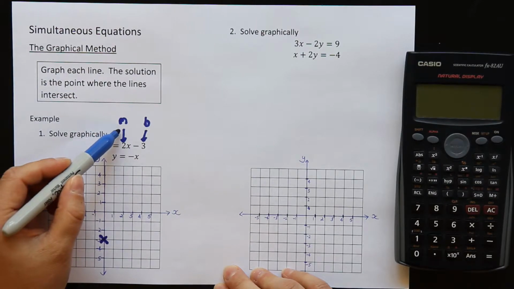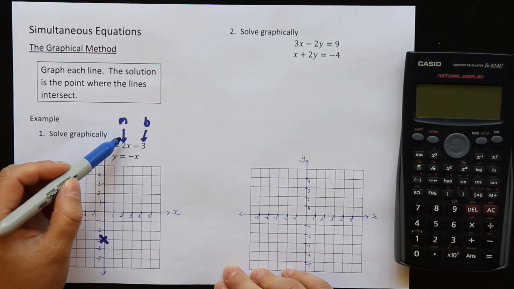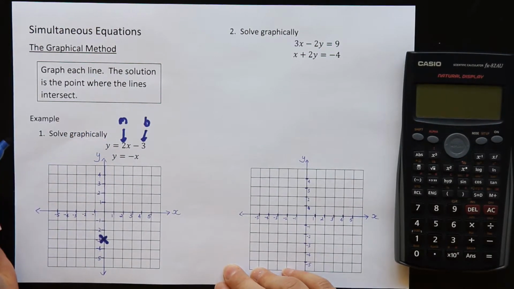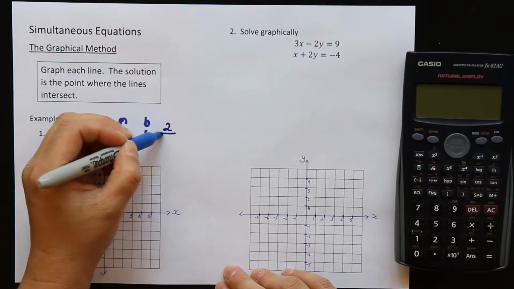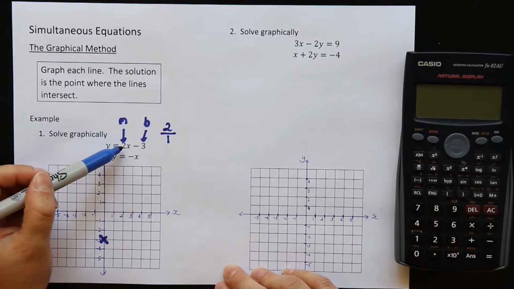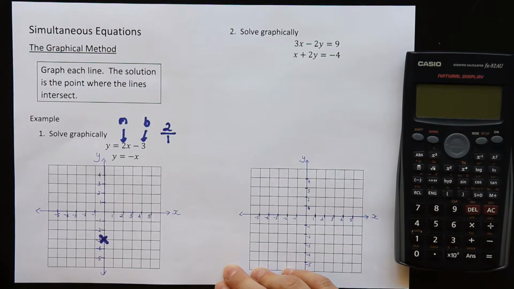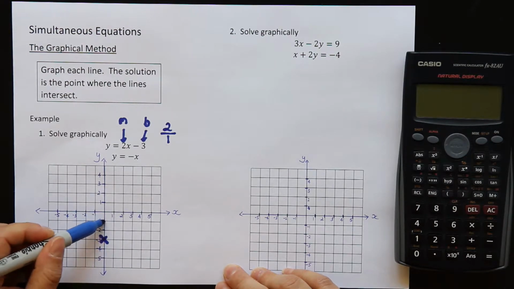Then the gradient is 2. Hopefully you remember that gradient is rise over run. So if I have a gradient of 2, that means I'm going to rise 2 and run 1, because 2 over 1 is just 2, but we need a rise and a run. If there's no denominator, you just make it a 1. So you start from your y-intercept, which is why you have to do that first, and we rise 2 like that, and we have to run 1.